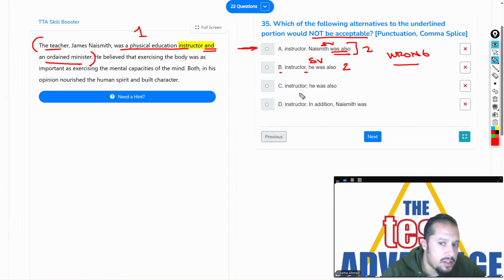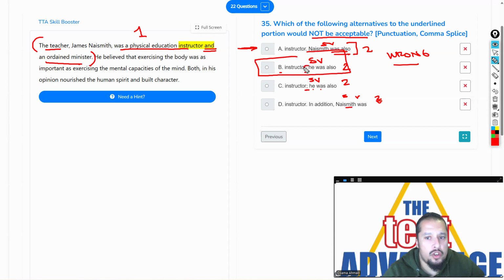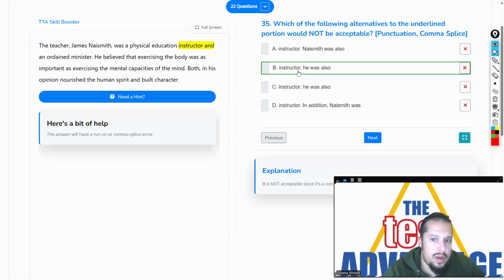How many independent ideas are in answer C? We also see two, right? We added a new subject and verb. He was. How many in D? Also two. Naismith was. Which one is unacceptable? Answer B. We can't put a comma between two independent ideas. And as a shortcut, let me show you a little trick. If I have two independent ideas, the period and the semicolon are the same. By the way, they cancel each other.